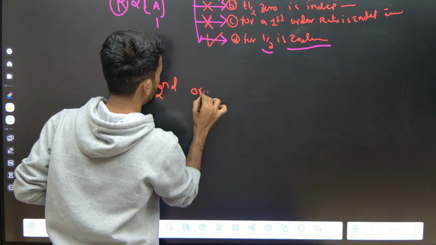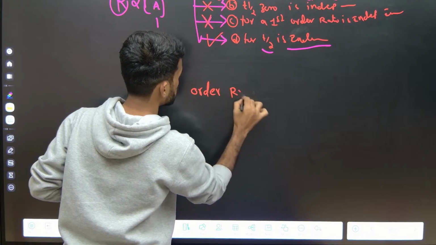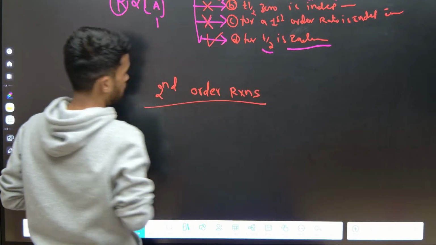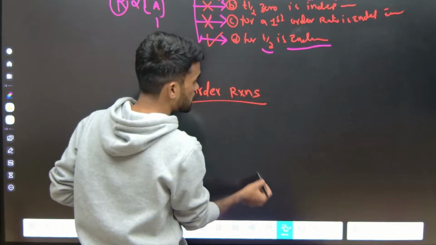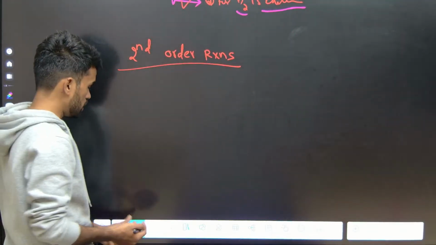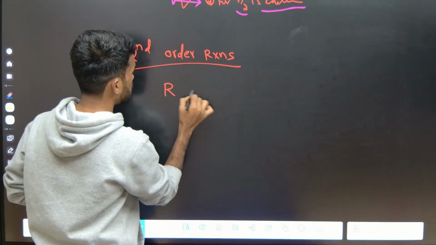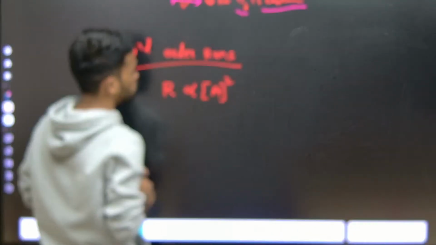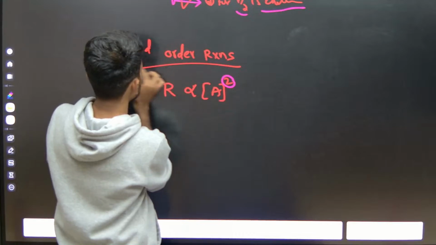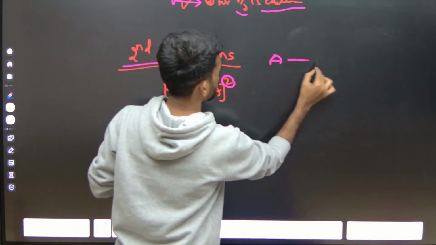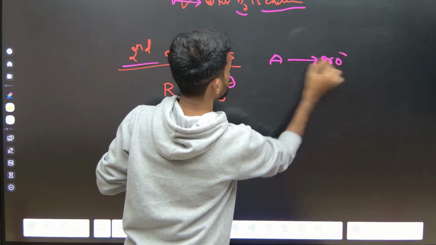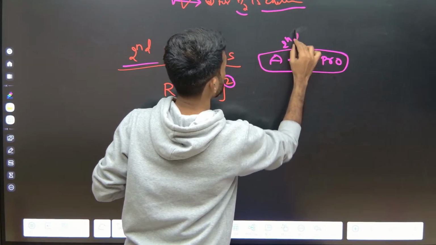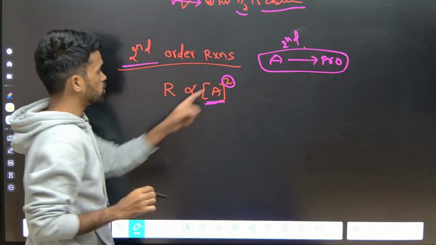Second order reactions. See, I hope you are aware of drawing the graphs, looking at the equations. Second order means rate is directly proportional to concentration of A to the power 2. Why to the power 2? The order of this reaction is how much? 2. If A is giving rise to some product, I am saying this reaction follows second order. It means you should definitely put the power 2 for the reactant.